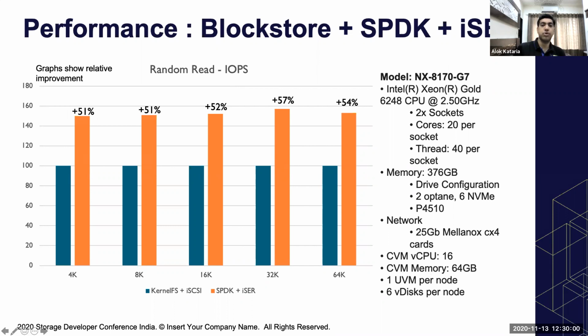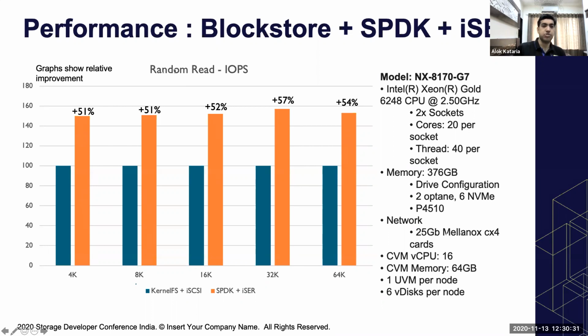So what this graph shows is, before we get into the graphs, we have one notable difference on the hardware front, which is that we now also have a 25 GB Mellanox CX4 card, which we'll use for the iSER implementation. Over here, I'm comparing just two configurations. One is the kernel file system, which was using iSCSI for the UVM to CVM or Frodo to CVM path. And the second configuration is Blockstore plus SPDK with iSER for the UVM to CVM code path.